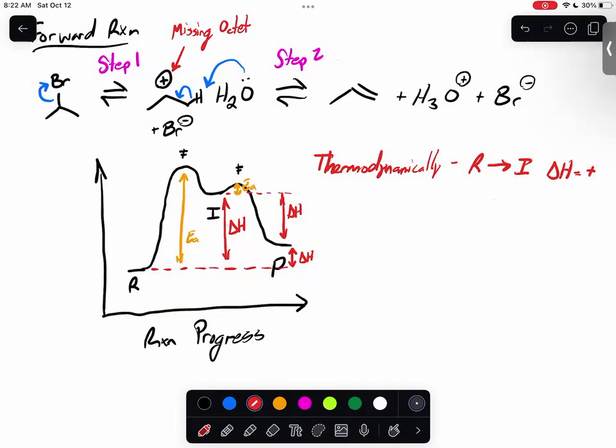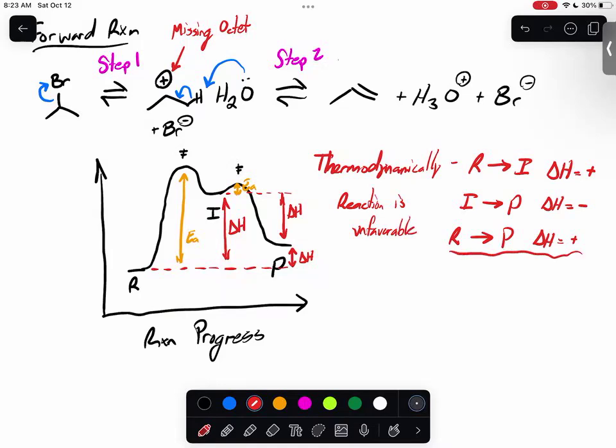The second step is the intermediate heading to the product, which in this case has a negative delta H, so that part is actually favorable. But overall, the reactant to the product, which is that third delta H we have there, is positive. So we would say that thermodynamically, the reaction is unfavorable, because the overall reactant to product gives us a positive delta H.